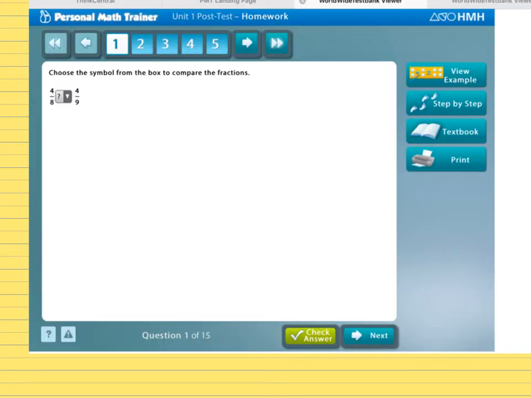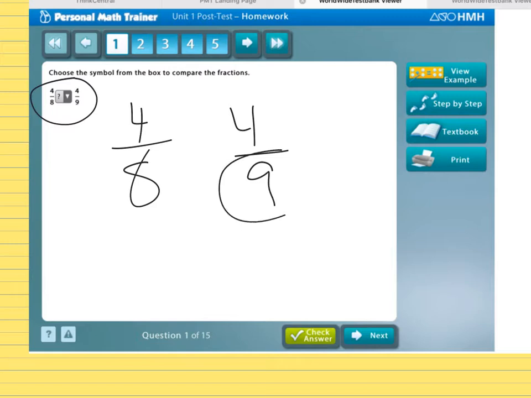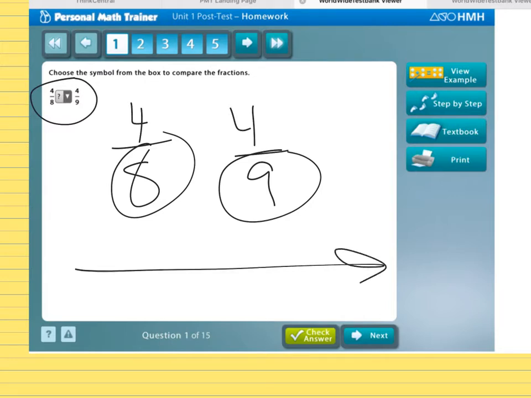So basically we're being asked on this one to compare the two fractions, 4/8 and 4/9. So you can right away see that these are unlike fractions. So we can convert these to equivalent fractions to compare them, and I'll do that. But also you can see that because the numerators are both 4, 4 out of 8 is going to be more than 4 out of 9.